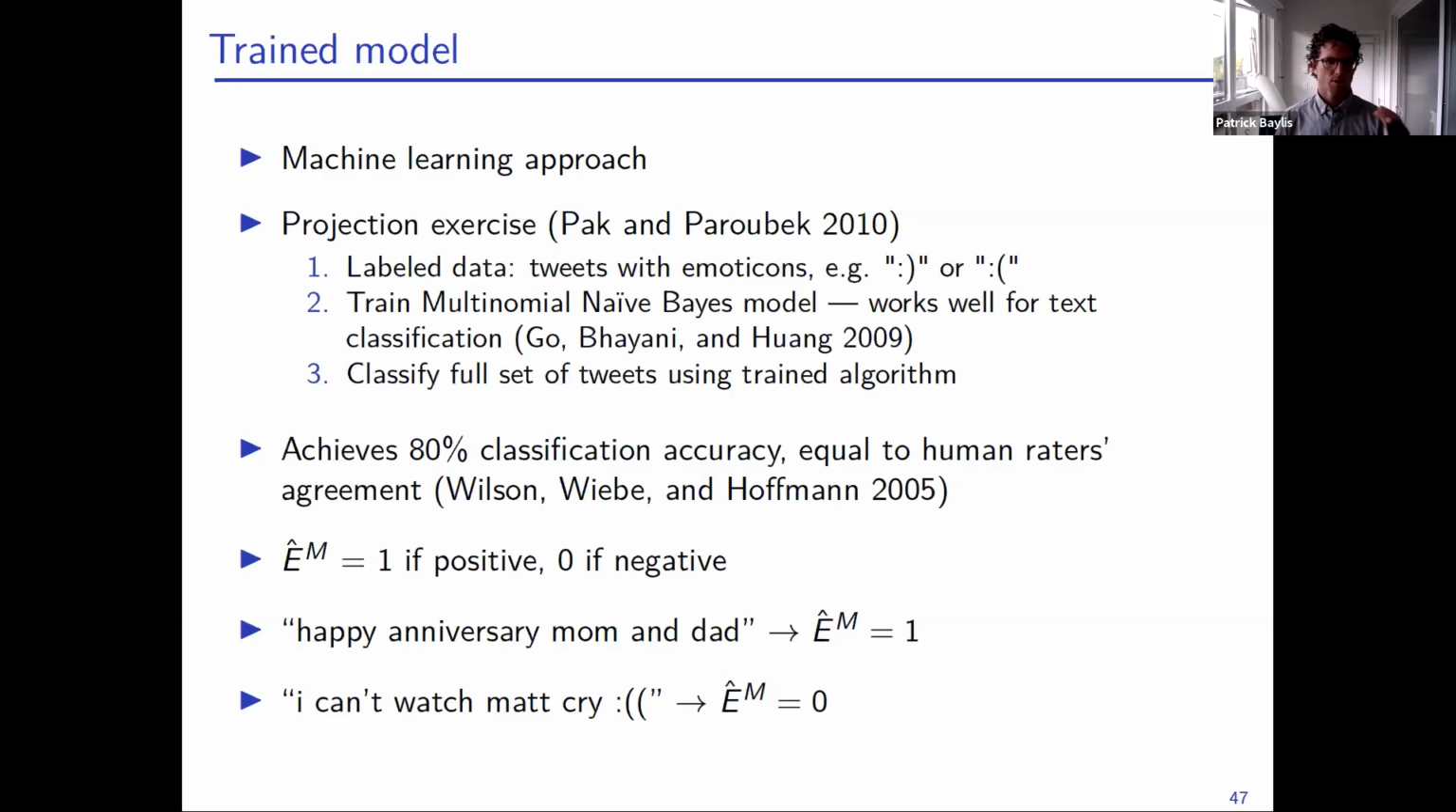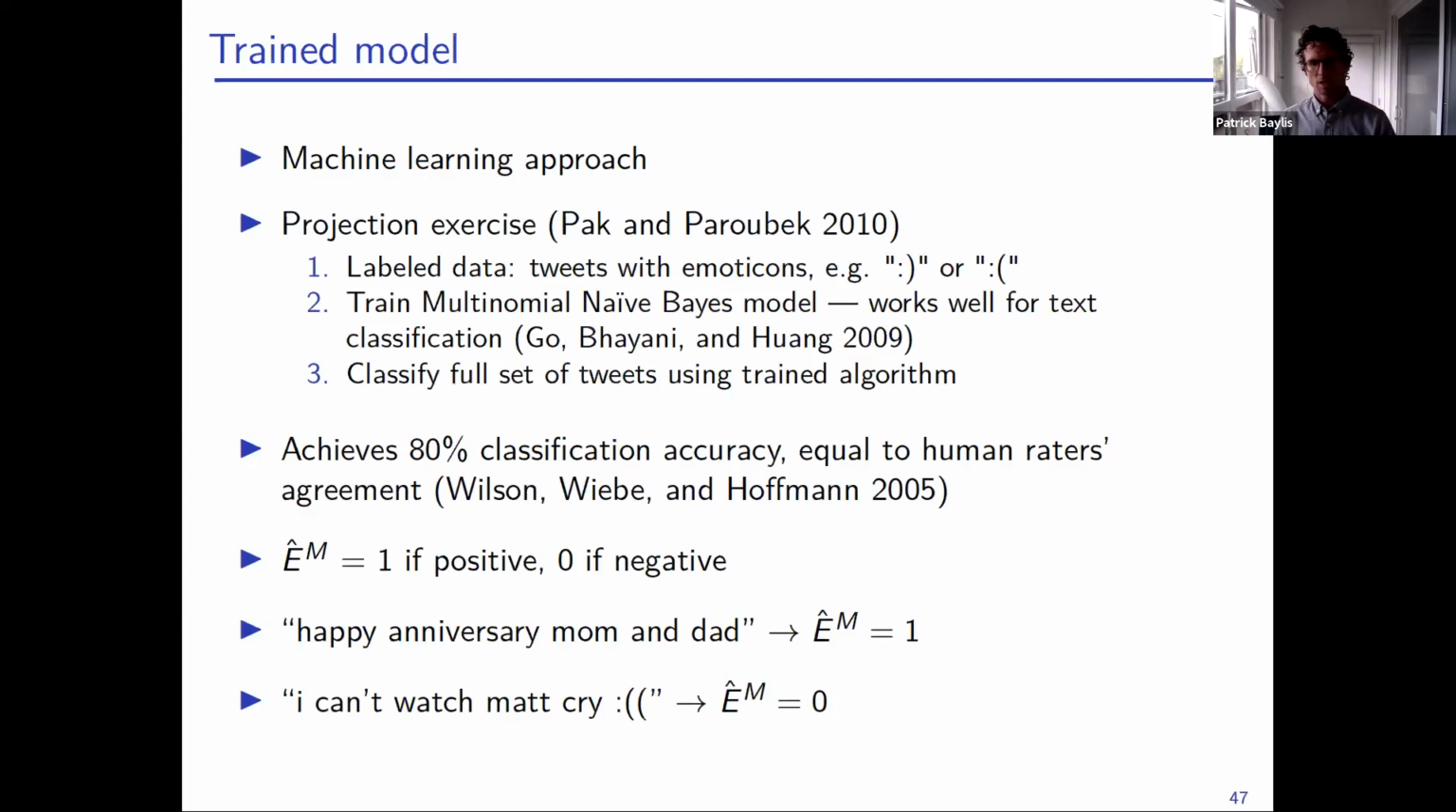Having trained the algorithm, I classify the full set of tweets. I'm not the first person to come up with this idea for rating text, and this actually achieves 80% classification accuracy according to Wilson, Wiebe, and Hoffmann. Obviously, they did this on non-Twitter data because Twitter didn't exist when they wrote the paper. But since this is a pure classification exercise, I'm just going to code it as binary: either 1 if it's positive and 0 if it's negative.